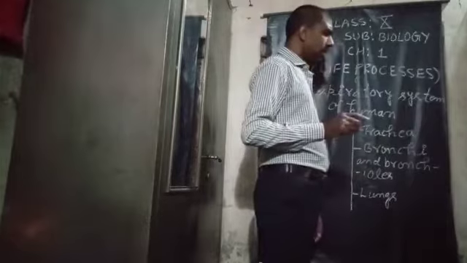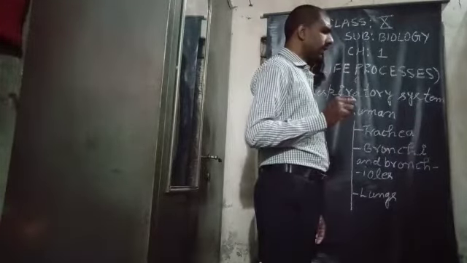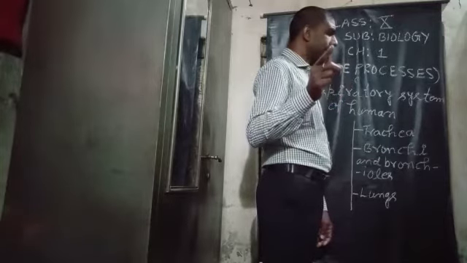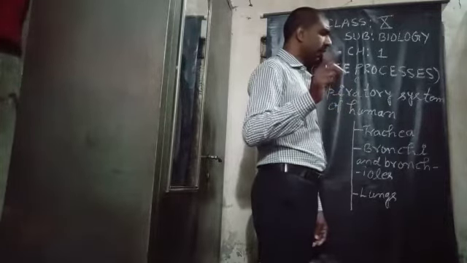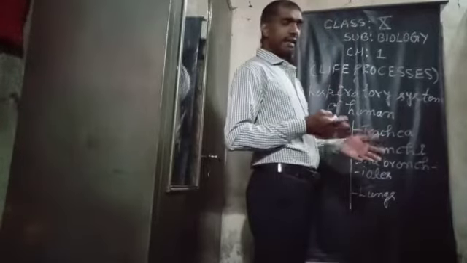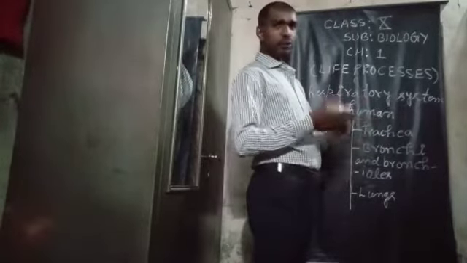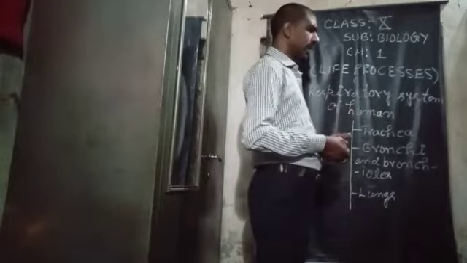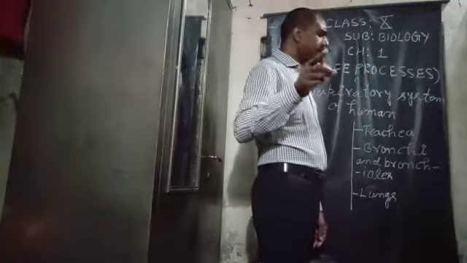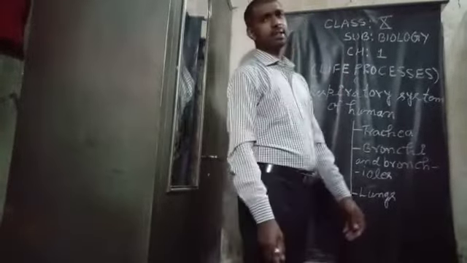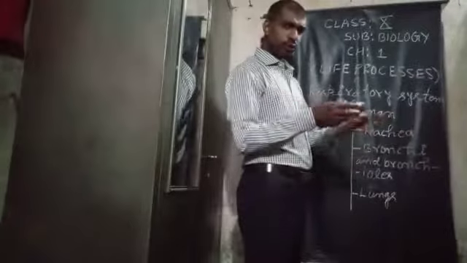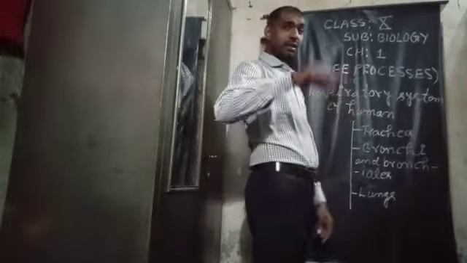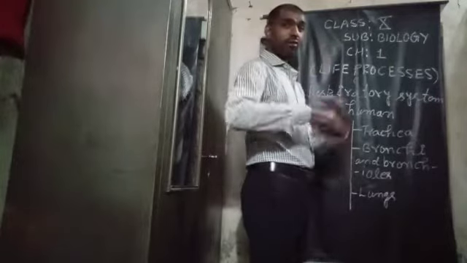The alveoli are in close association with the blood capillaries and provide a large surface area for gaseous exchange, about 80 square meters. That means gaseous exchange takes place in the lungs over an area of 80 square meters.